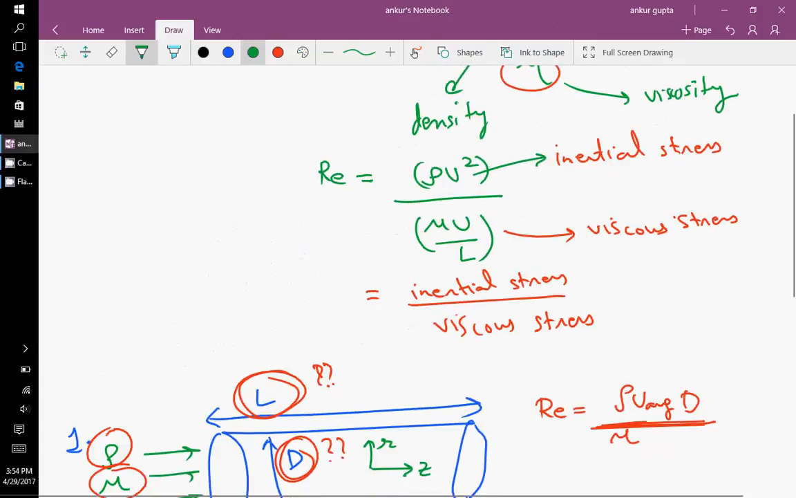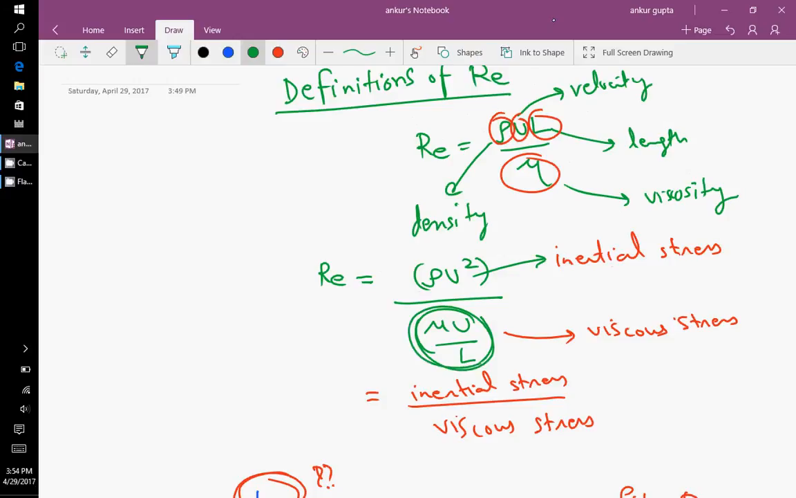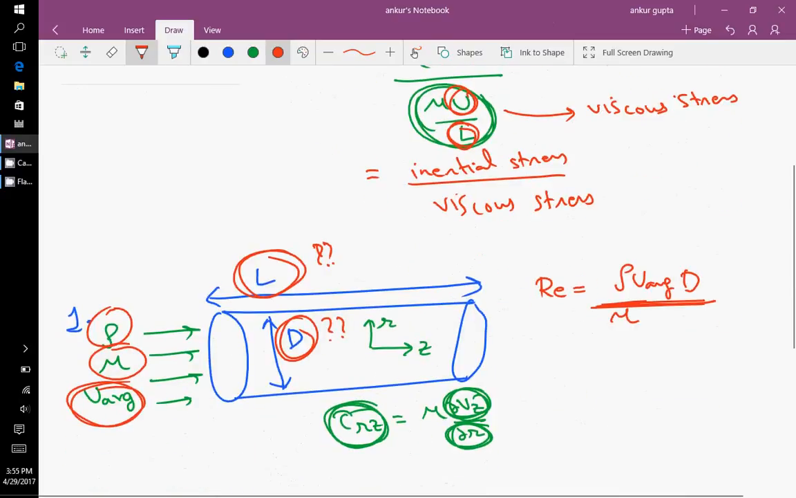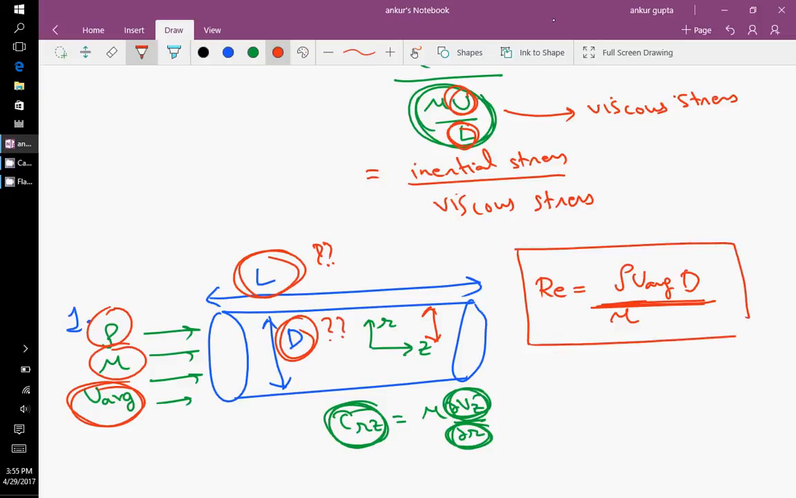Now, when we define the viscous stress here, we use a velocity scale and a length scale over which the viscous stress will act, and that's why the viscous stress will act in this direction of R. Diameter is the scale, or radius can also be the scale, but in this case we choose diameter. So we can define a Reynolds number like rho u average d by mu, but we choose diameter as the length scale and not the length of the pipe, because the viscous stresses act in this direction.